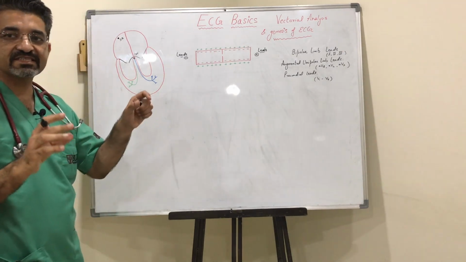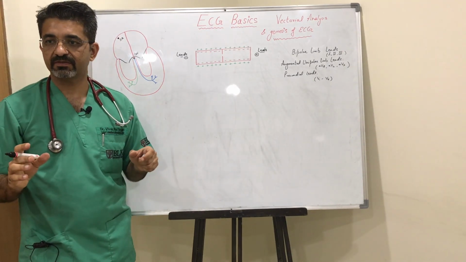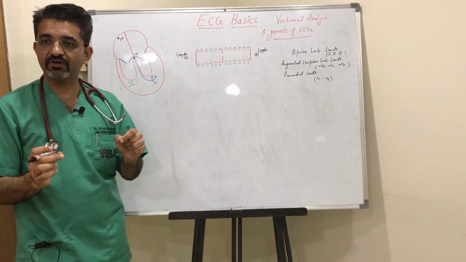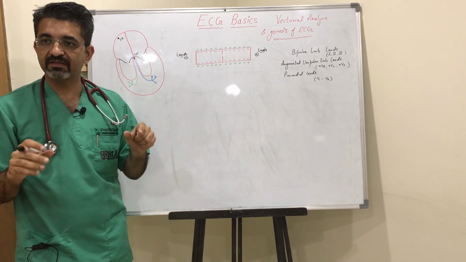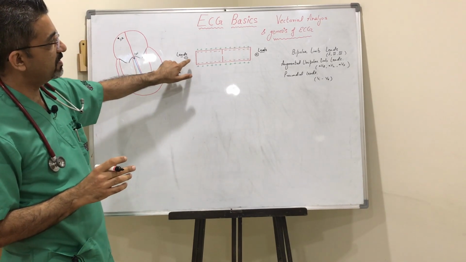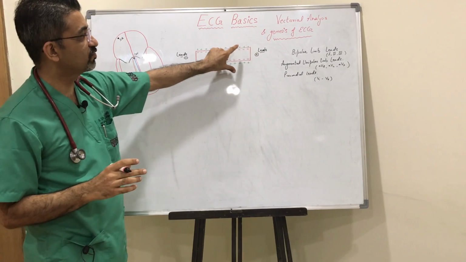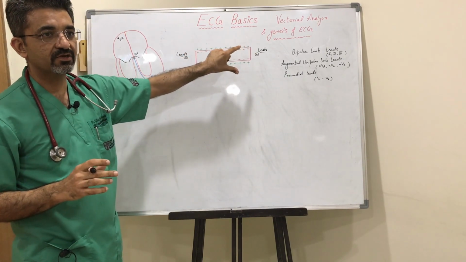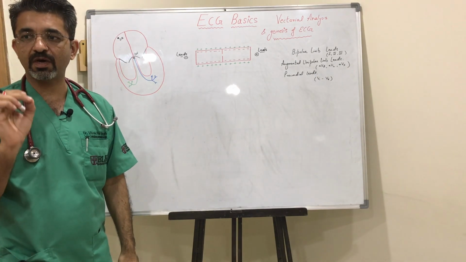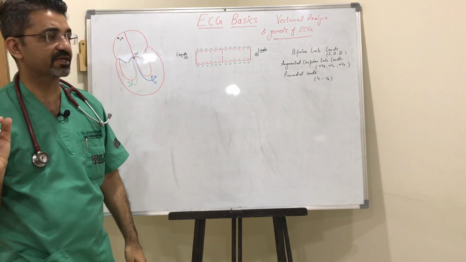So what leads capture is the movement of charge. They don't capture the absolute charge. Whenever there will be a movement of charge in any direction, the leads will capture them. So if I have a negative lead here and a positive lead here, but no net movement of charge, you will always have an isoelectric line, a straight line. There will be no upward deflection, there will be no downward deflection.